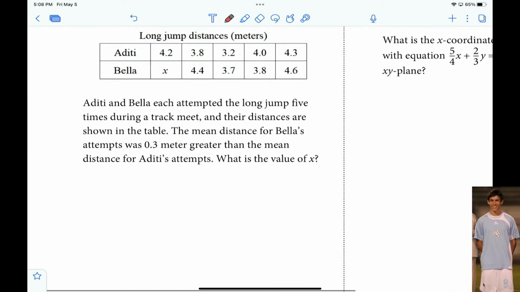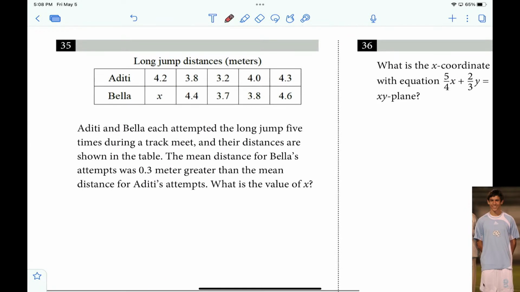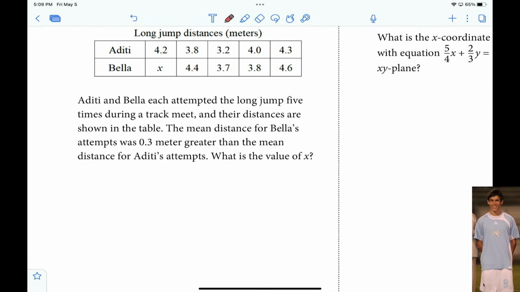All right, so number 35. So this one takes a little bit of work. Me not having a calculator, it's going to be a little bit annoying to do, but it says Aditi and Bella each attempted the long jump 5 times during a track meet, and their distances are shown in the table. The mean distance for Bella's attempts was 0.3 meters greater than the mean distance for Aditi's attempts. What is the value of X? Well, let's find the mean of Aditi's, because then whatever Aditi's is, we will add 0.3, and that will give us Bella's mean. And then we can find what that one jump that we're missing is that would allow Bella to have that mean jump distance.